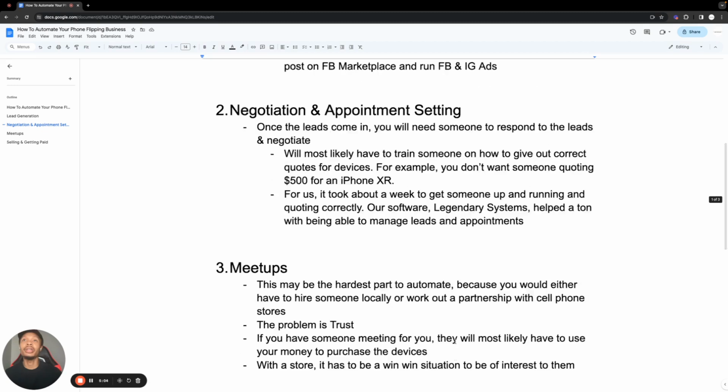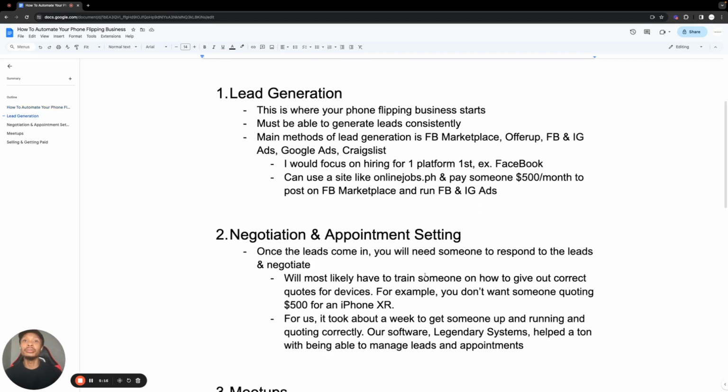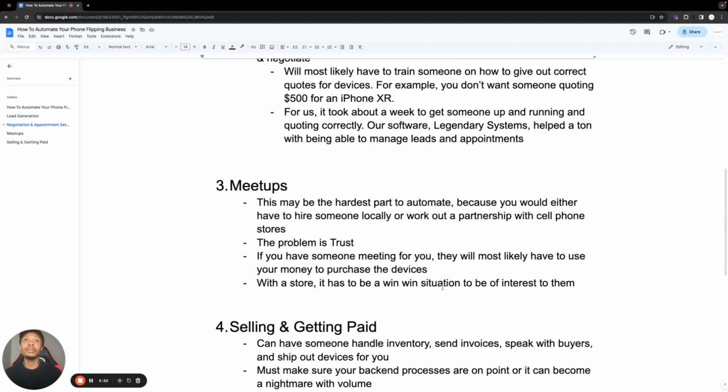All right, now if you're looking to remove yourself from the business, I would start at the top and work your way down. So I would start at the lead generation, right? First, hire someone to handle the lead generation for you. Once that's going smoothly for a month or two, then you can work your way down, hire someone to respond to leads and negotiate, and just keep working your way down.